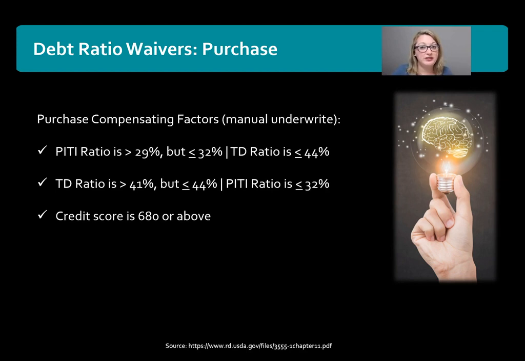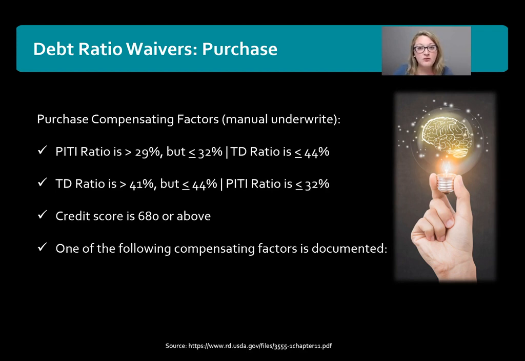Also, the credit score would need to be 680 or above, and one of the following compensating factors that we're going to go over would have to be documented. So again, for them to go over those ratios, the PITI ratio would need to be between 29 and 32 with a total debt ratio of 44 or less, or a total debt ratio greater than 41 but less than or equal to 44, and a PITI ratio that is less than or equal to 32. They also have to have a 680 credit score, and they have to meet one of these compensating factors. So let's take a look at these.